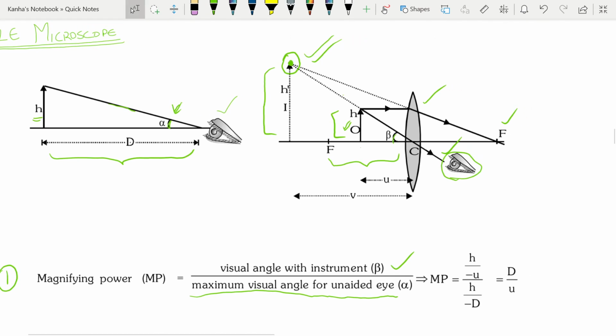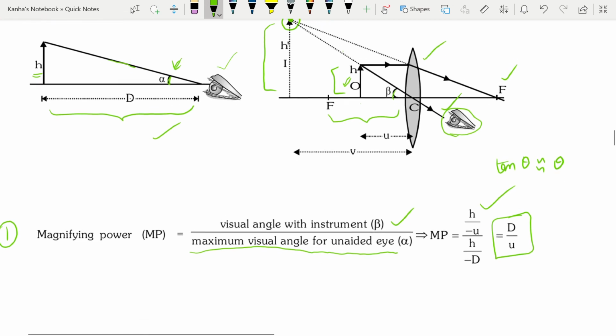So if I just substitute the values, what do I have for visual angle with instrument beta? It is nothing but h by minus u, h divided by minus u. Okay, and what is your maximum visual angle for unaided eye? It is nothing but h by minus d. Why is it so? Because tan theta is similar to theta if theta is small. So I can get the values for alpha and beta. Okay, so it's basically beta by alpha or tan beta by tan alpha, which gives me the value as d by u. Okay, now there are two conditions here.